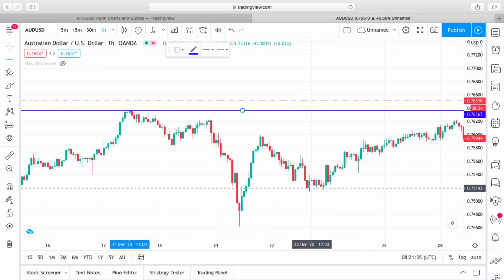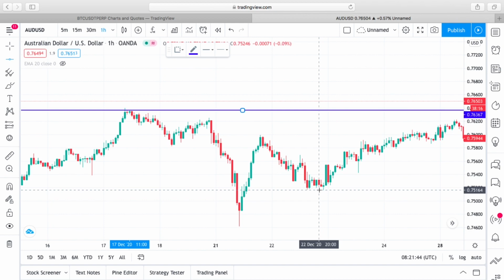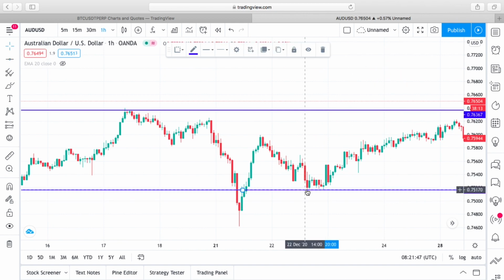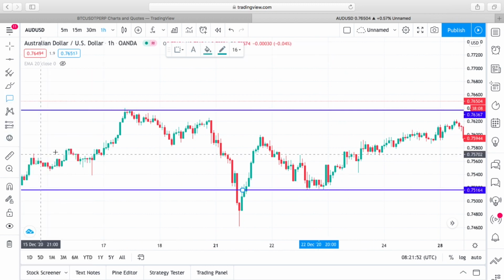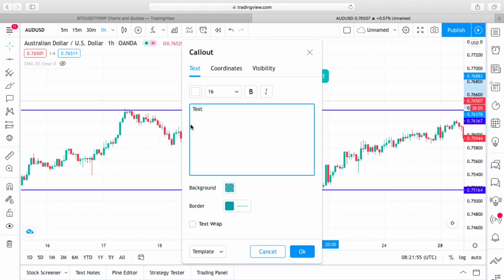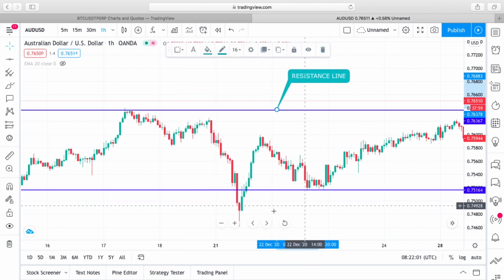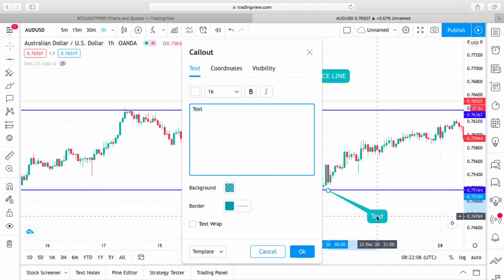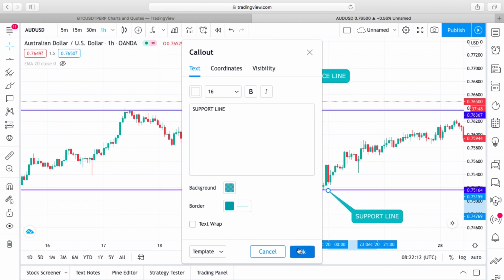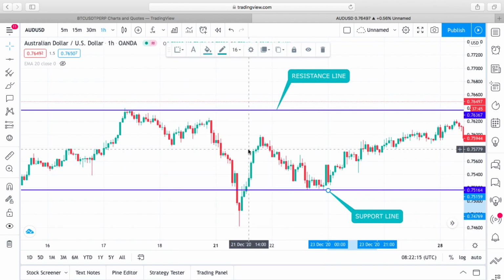So now I have to find two. So here I can get at least two here. I can get two. You see one and two. You understand? So this now is my, okay, let me call it out. So this is my resistance line, and this is my support line. So you see how I just drew it very fast, very fast.